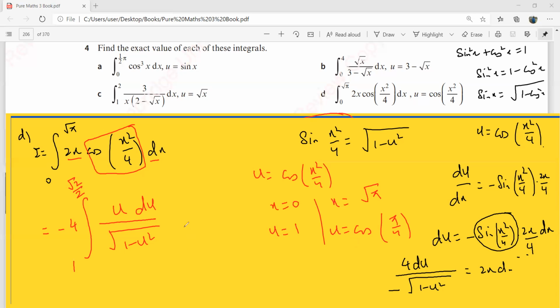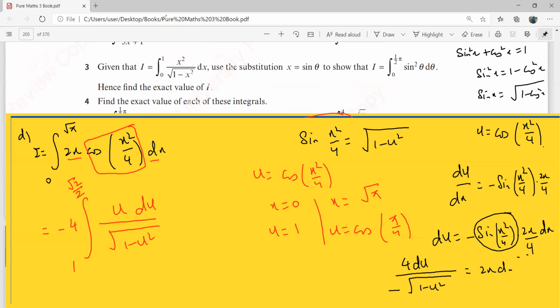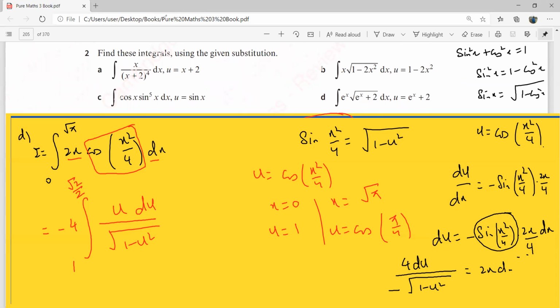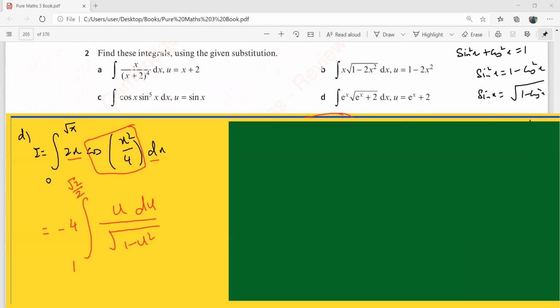I'm going to stop here because this simply goes out of the bounds of your syllabus. You see that you will have to again think of another substitution. This has become a question like this B part, where you're substituting this 1 minus 2x squared as u. Let me give you a hint. You will now have to substitute. This is clearly out of the bounds of your syllabus. Let me show you what is going to happen next.